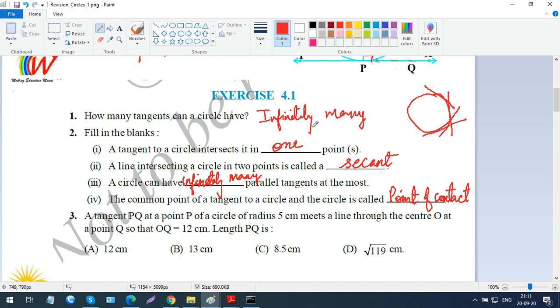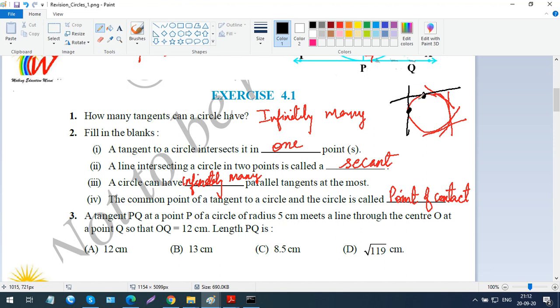Now come to the next one, fill in the blanks. A tangent to a circle intersects it in one point. If there is one tangent, it can intersect the circle at only one point, it can't intersect at more than one point, right? If there is another tangent, then that particular tangent will meet at one point. So one particular tangent meets the circle at one particular point only.